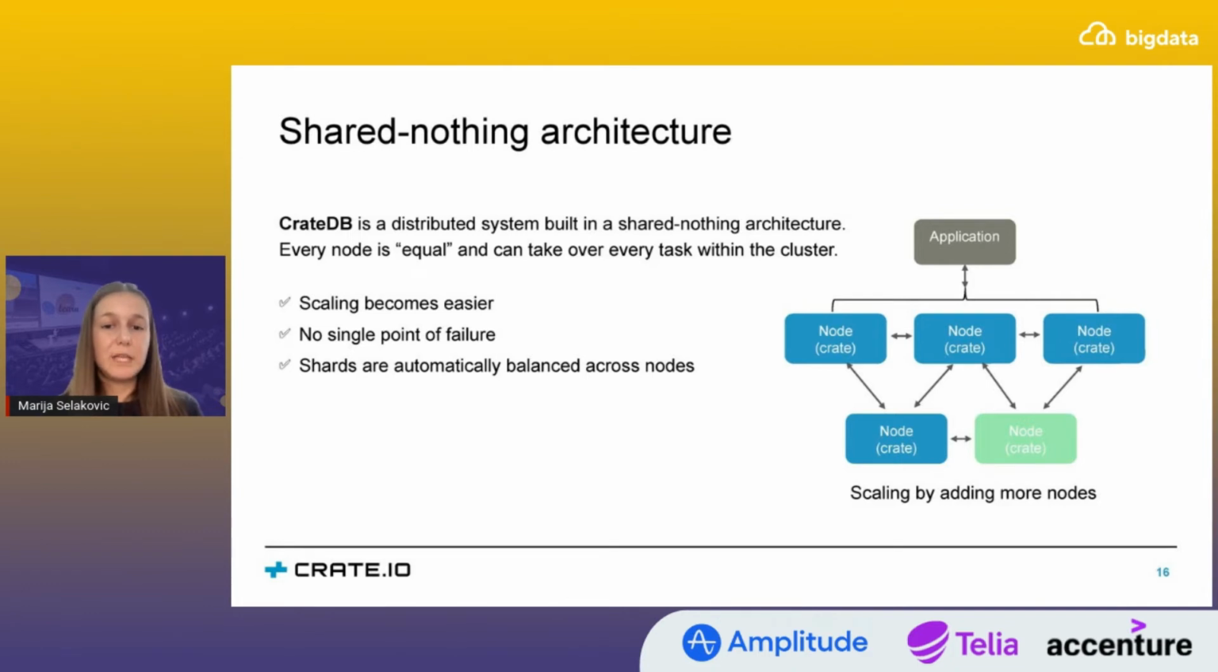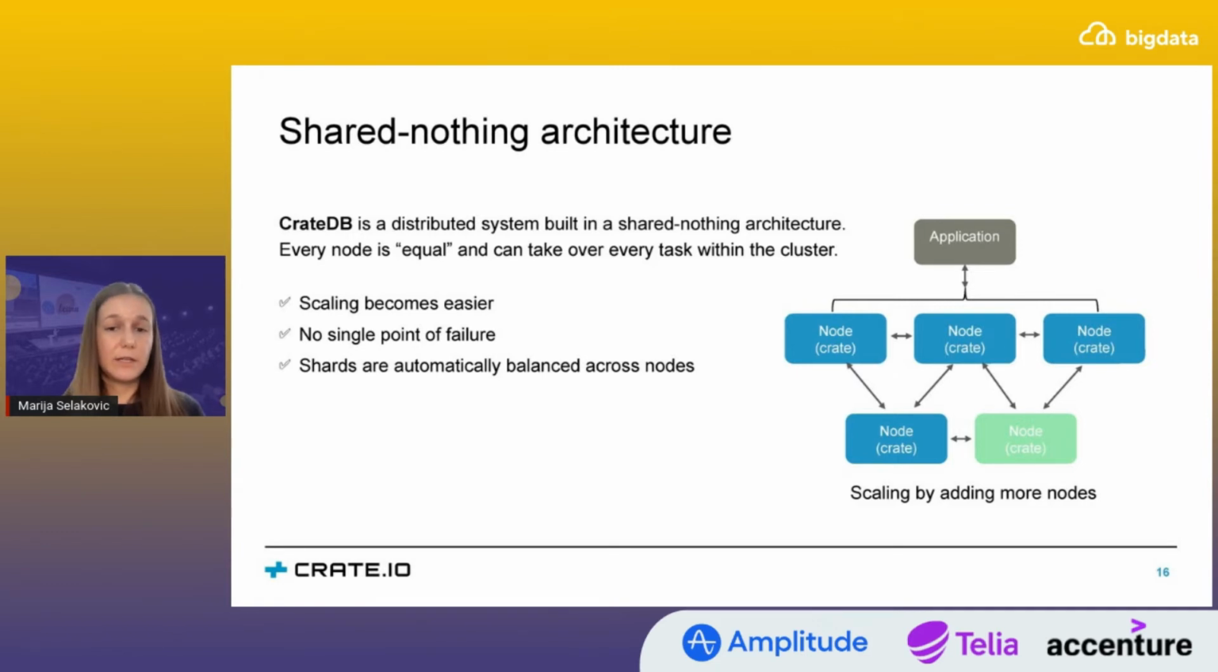So what does that mean? It means that every node in the system is considered equal and can take over any task. There are no hierarchies among the nodes, and there are no different preferences when considering the nodes in the system. This is super important for making scaling much easier.